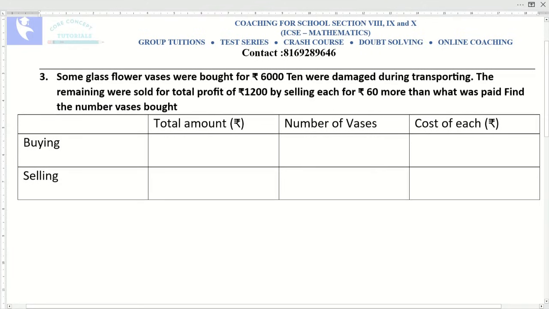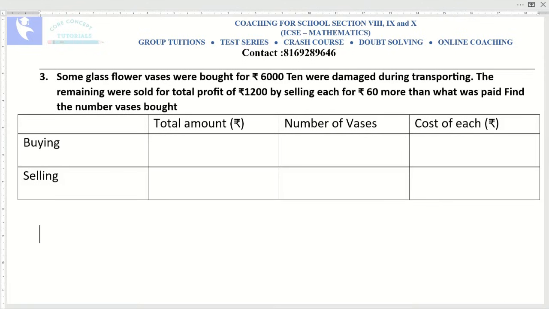Welcome back students. Let us tackle the third question. Let us read. Some glass flower vases were bought for rupees 6,000. 10 were damaged during transporting. The remaining were sold for a total profit of rupees 1200 by selling each for 60 rupees more than what was paid. Find the number of vases bought. I hope the things are clear students.